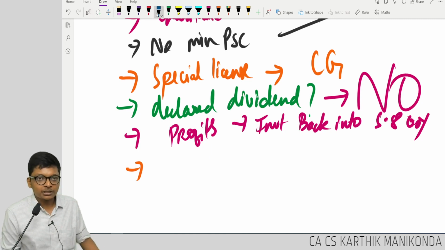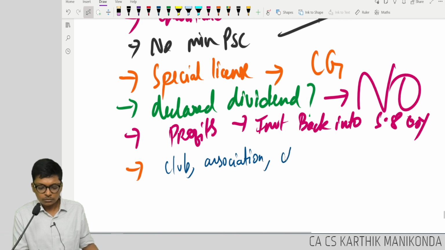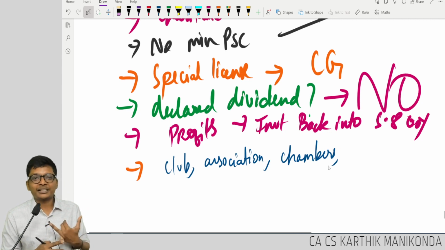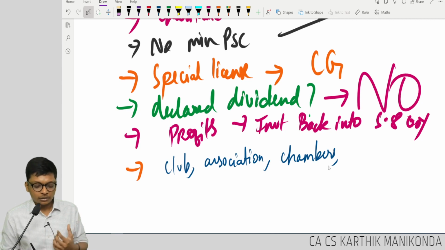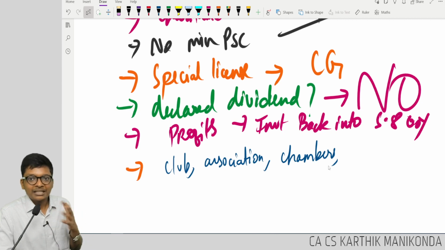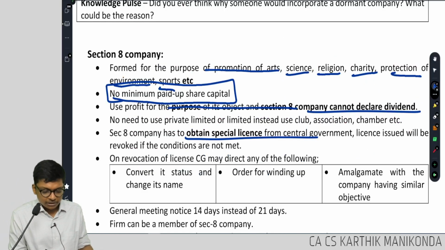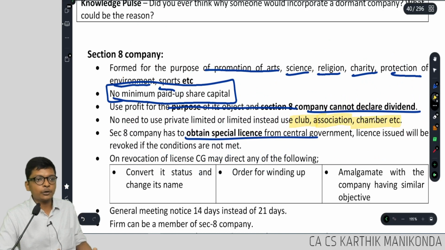They will use terms like club, association, chambers. Have you seen these? You would have seen Cosmopolitan Club, Gymkhana Club, Presidency Club, association, chambers, chambers of commerce, like that. These are what? They don't use the term private, public, limited. They can use etc. similar terms. Club, association, chambers, etc. Are you following, guys?